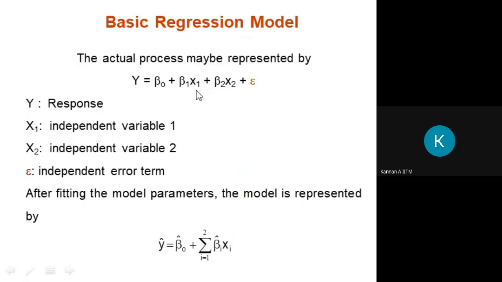So this is the basic regression model we start with, and this is the response: y = beta naught + beta 1 x1 + beta 2 x2 + epsilon. This is the true model. This is the random error term, and when we are predicting the response, we have y hat equal to beta hat naught + sigma beta hat i xi. So we are estimating the parameters beta hat naught and beta hat i using the available experimental data generated in our lab. Okay, and these beta hat naught and beta hat i may not be equal to beta naught, beta 1 and beta 2.